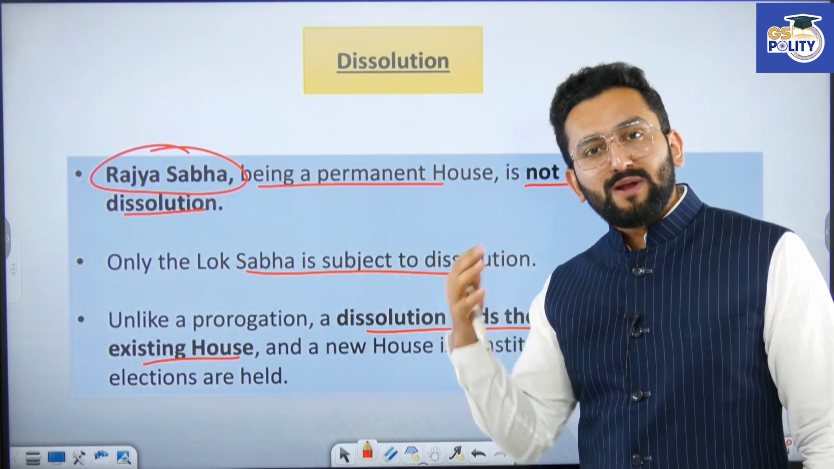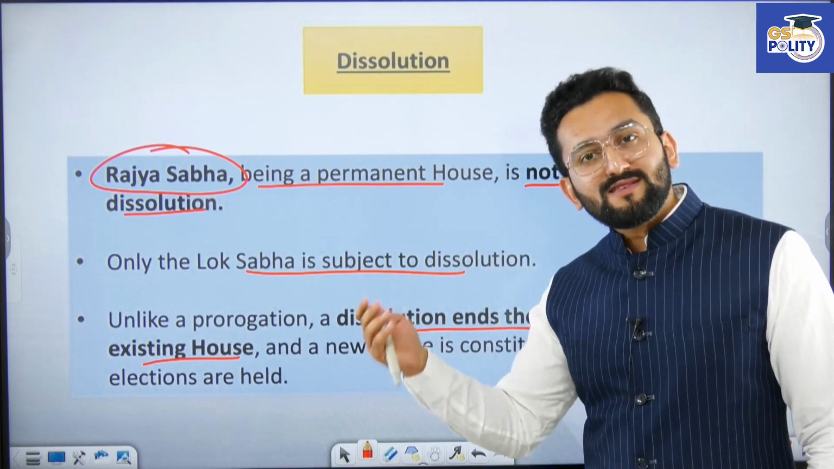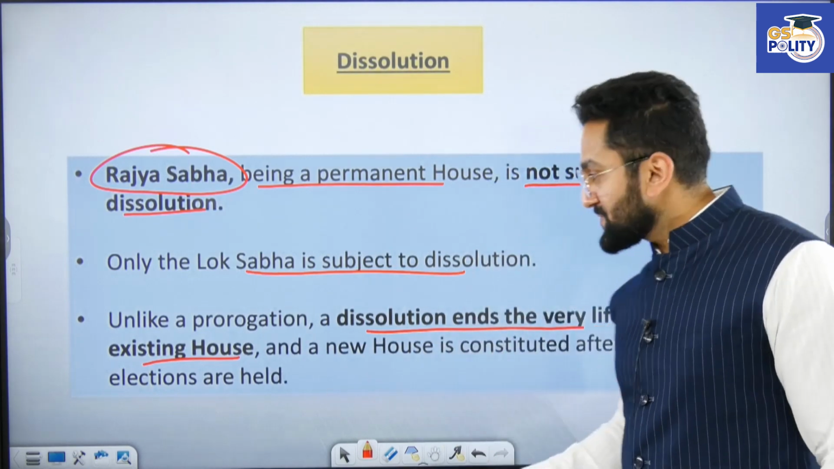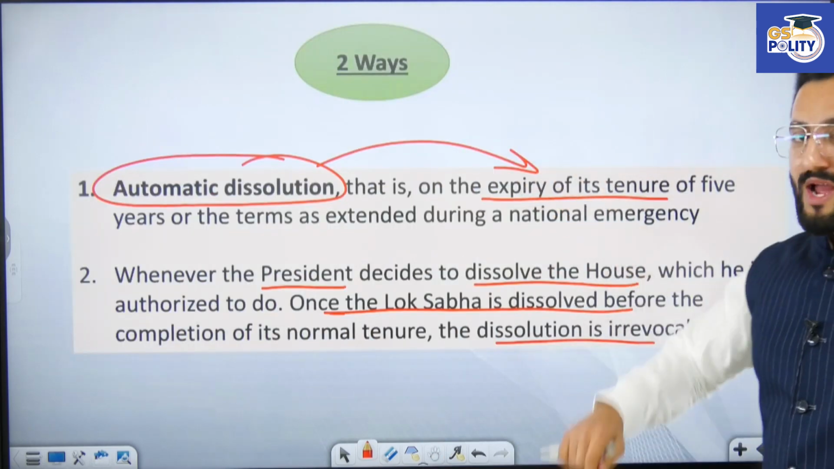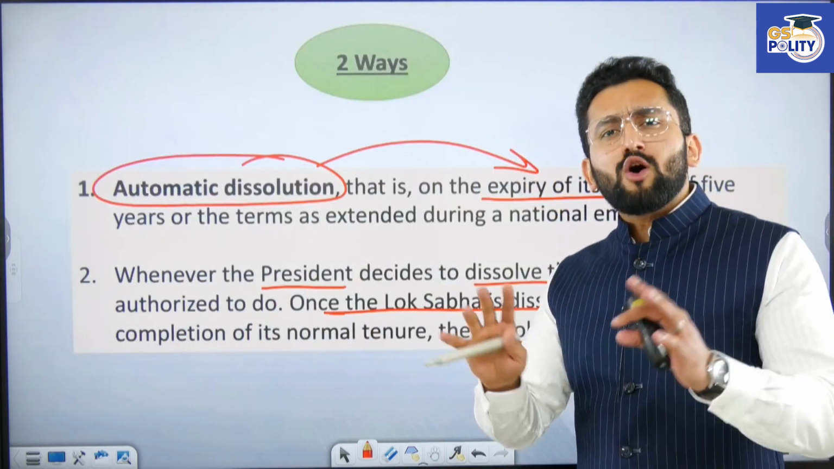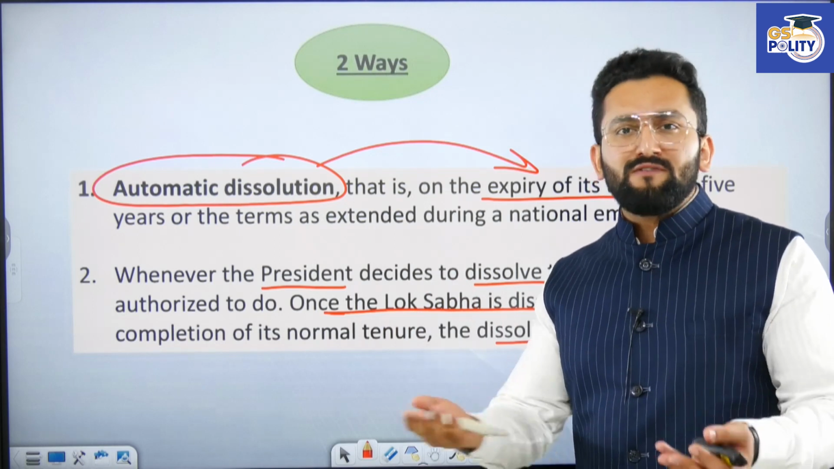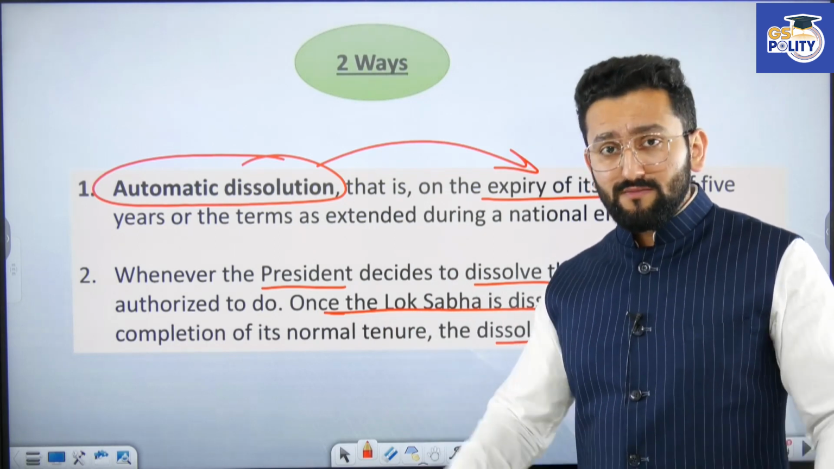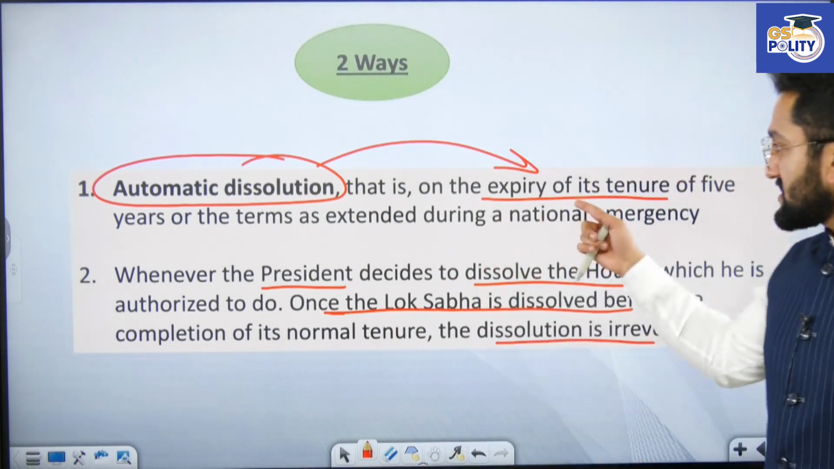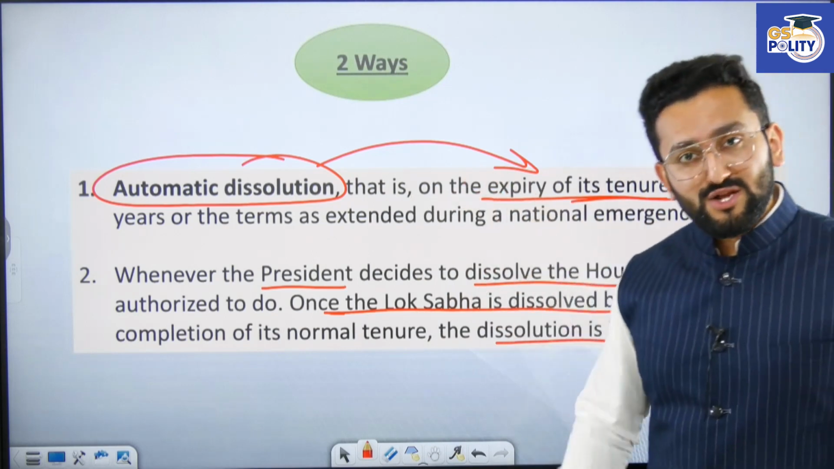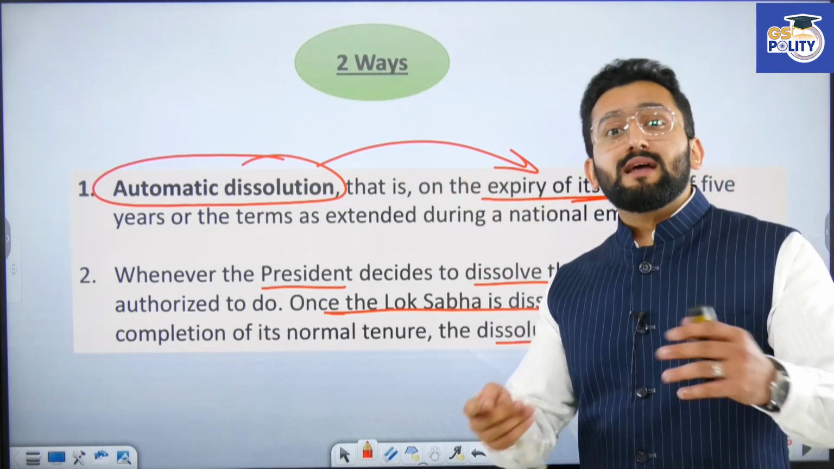After fresh election, there will be a new Lok Sabha, new bills, new notices, everything will be new. There are two ways of dissolution. One is normal. For example, five years is the normal tenure of Lok Sabha. When the tenure expires, it will be dissolved. That is normal.